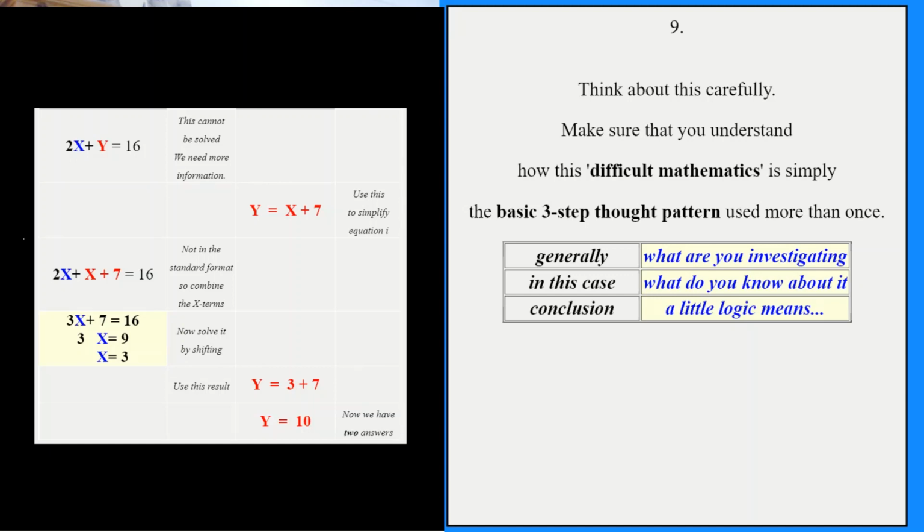Think about this carefully. Make sure you understand how this difficult mathematics is simply the basic three-step thought pattern used more than once. And our basic three-step pattern is: examine what's happening generally. What are you investigating? Specifically in this case, what do you know about it? And what conclusion can you draw as a result of using a little logic?